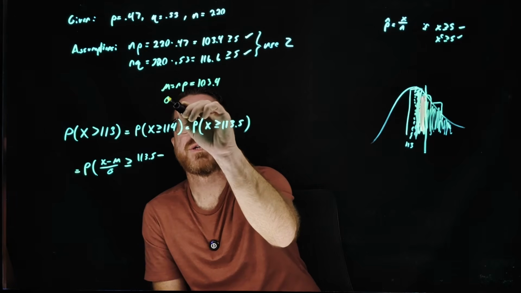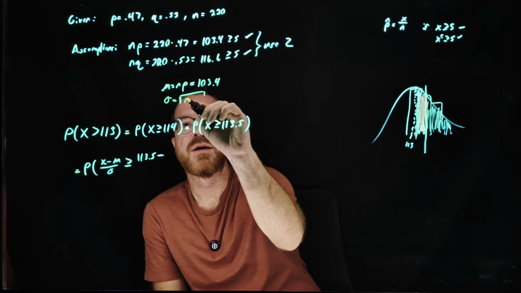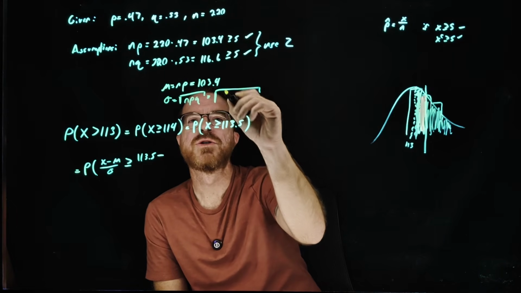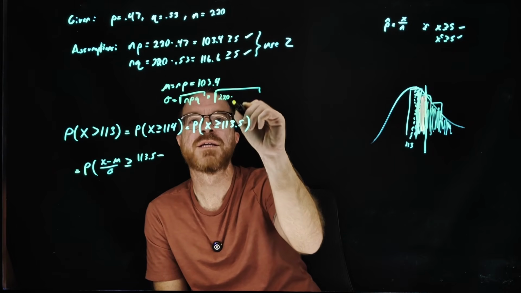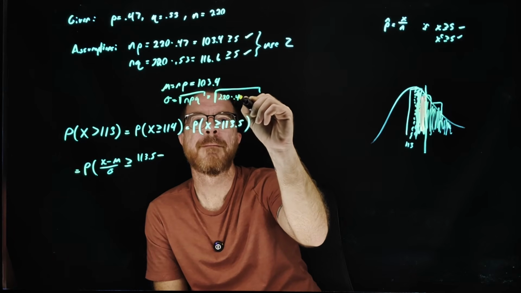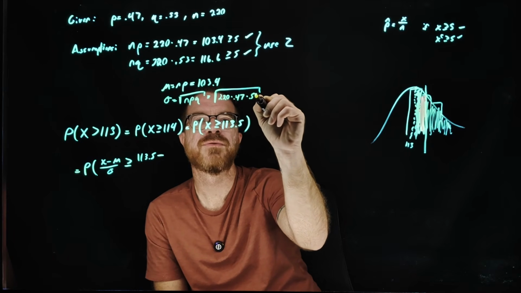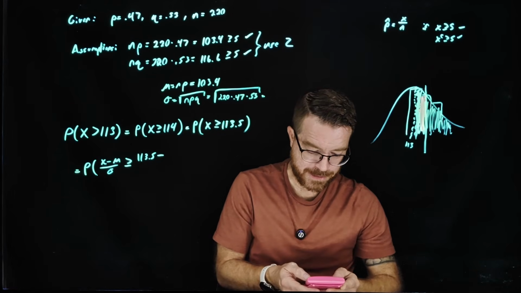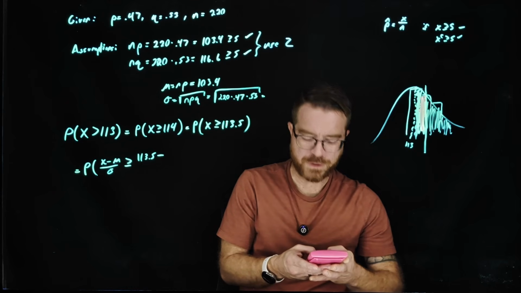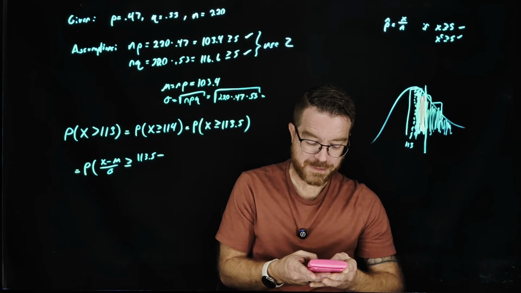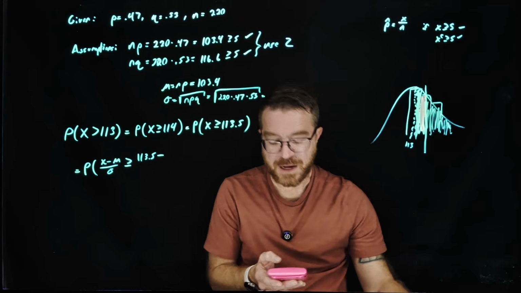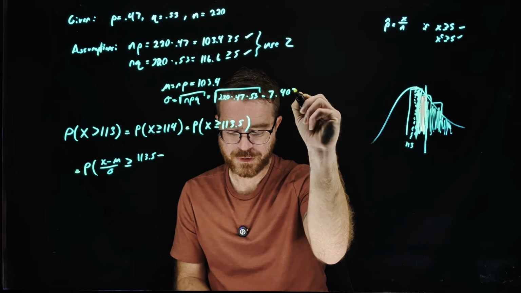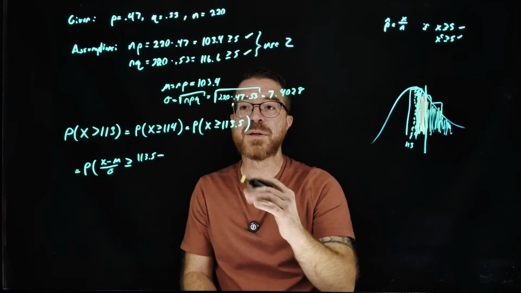And then our standard deviation is going to be the square root of n times p times q, which is going to be the square root of 220 times 0.47 times 0.53. So plugging this into my calculator, I get the square root of 220 times 0.47 times 0.53, a value of 7.4028. So now I'm going to plug these values in.